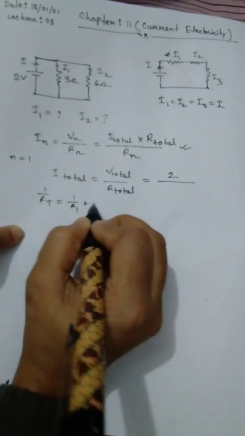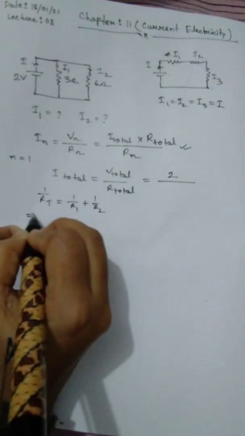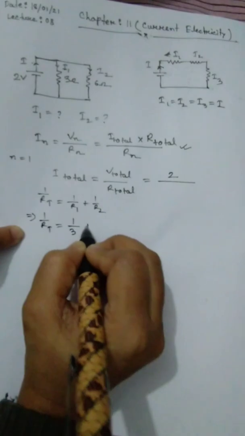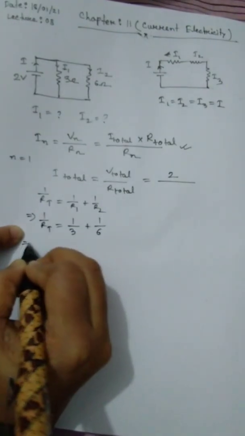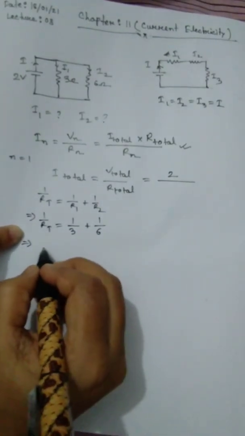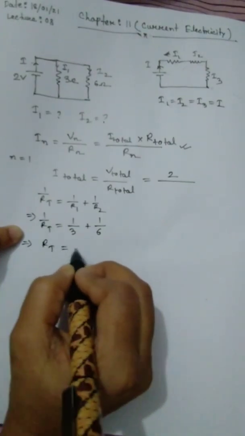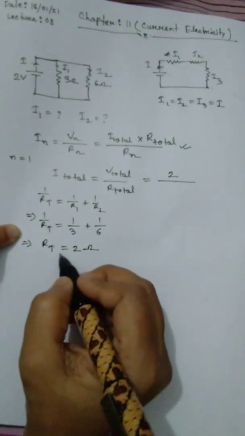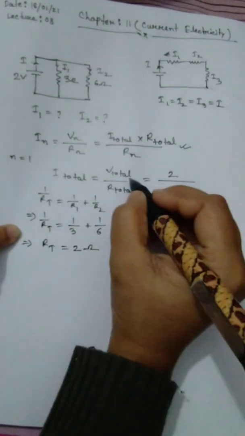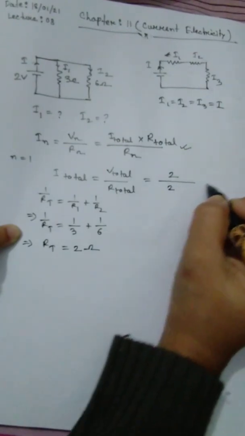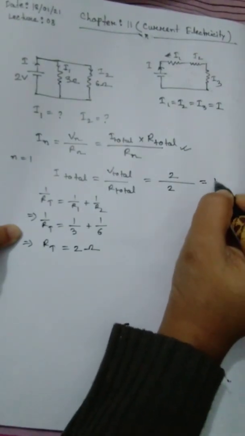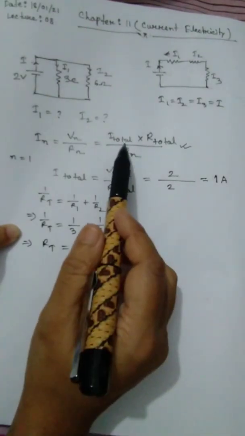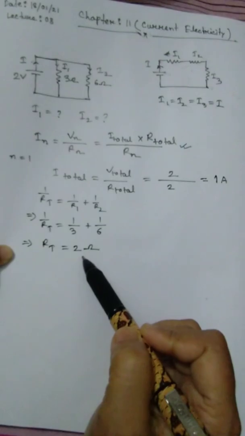1 by RT equals 1 by R1 plus 1 by R2. So 1 by RT equals 1 by 3 ohms plus 1 by 6 ohms. If you calculate the values, RT will be 2 ohm. That means we have got the value of R total. So V total is 2 volt, R total is 2 ohm, and then the total current will be 1 ampere.